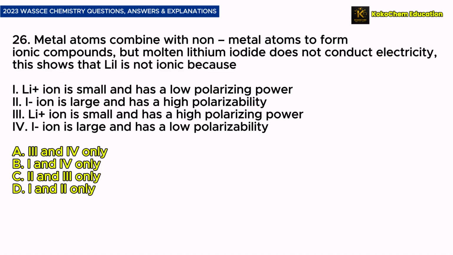III. Lithium ion is small and has a high polarizing power. IV. Iodide ion is large and has a low polarizability. So A. III and IV only. B. I and IV only. C. II and III only. D. I and II only.